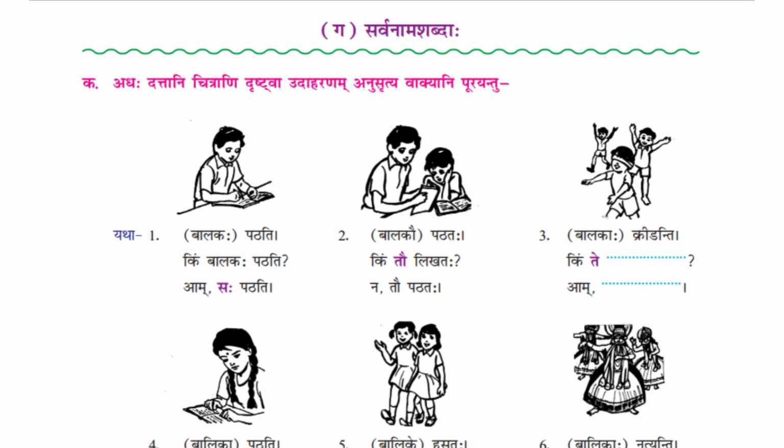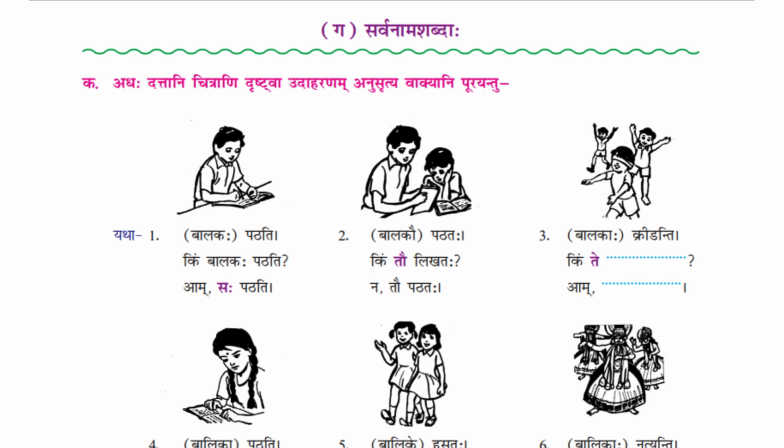So obviously the pronouns are also categorized. Whichever pronoun it is, it is categorized into three genders: Pullingam, Strilingam, Napumsakalingam. Let's see the first sentence that is given in Ekavachanam, Dvivachanam and Bahuvachanam in Pullingam. Balakah padati, balakau padataha, balakaha kridanti.